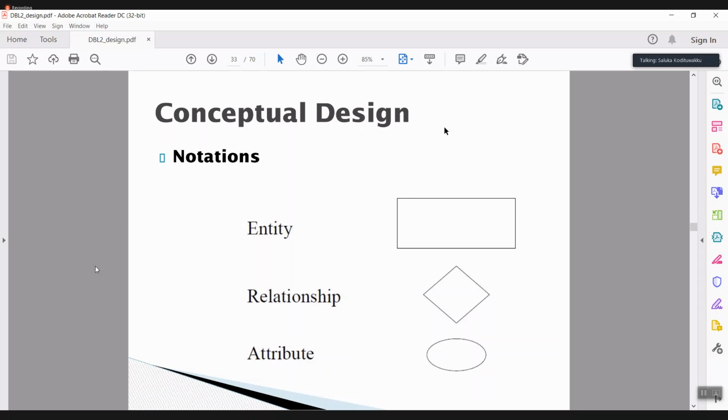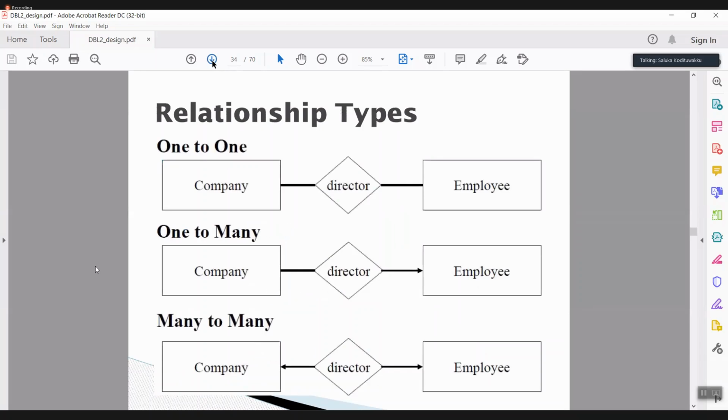For that we use entity relationship language, which is a collection of symbols to represent various aspects of this database design. For those symbols or notations, an entity is represented with a rectangular box, a relationship with a diamond, and an attribute with an oval. You are familiar with this. And there are three types of relationships: one-to-one, one-to-many, many-to-many.